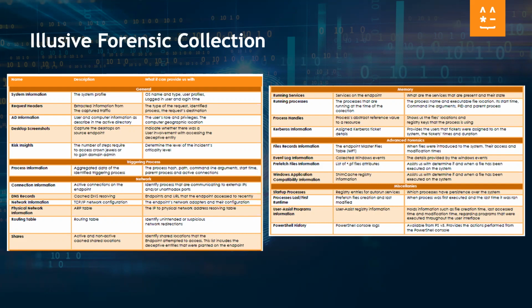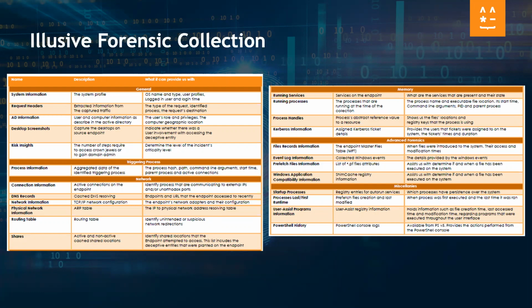Then we have the entire network segment of the forensics. So we have the connection information, the DNS information, the network information, physical network, routing tables, and shares. So why are all these very, very important? The connection information allows you to see all the communications and ports that this machine is on. The DNS records allow you to see what DNS calls have been made on that endpoint. The network information is very important as well because it tells you what IP address that machine has.